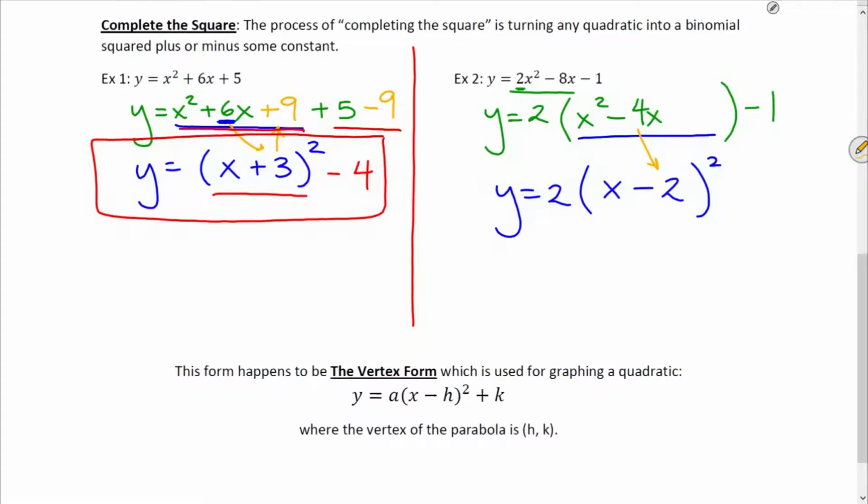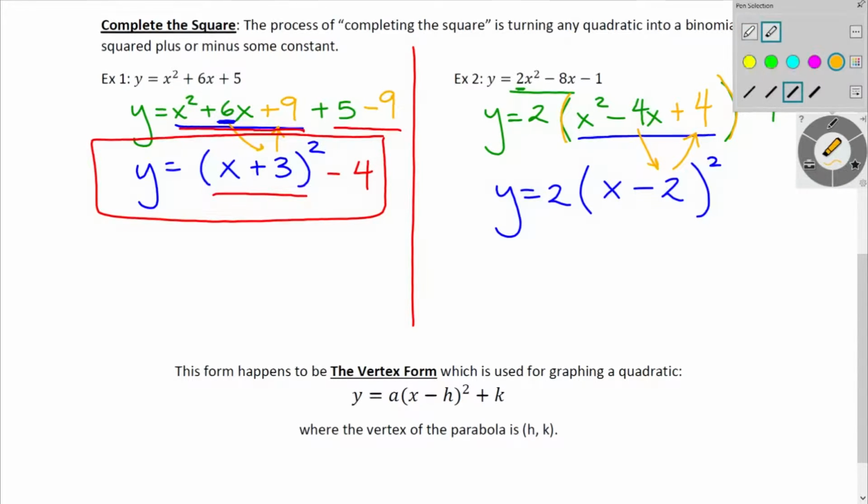So what is this term? Well, it is negative 2 squared, which is negative 2 times negative 2, which is positive 4. Now again, I've broken a rule. I've added something into the equation, so I need to subtract that same amount out so it stays equal. But that 4 isn't really a 4. It's inside parentheses, inside a grouping symbol, so actually it is 2 times 4.